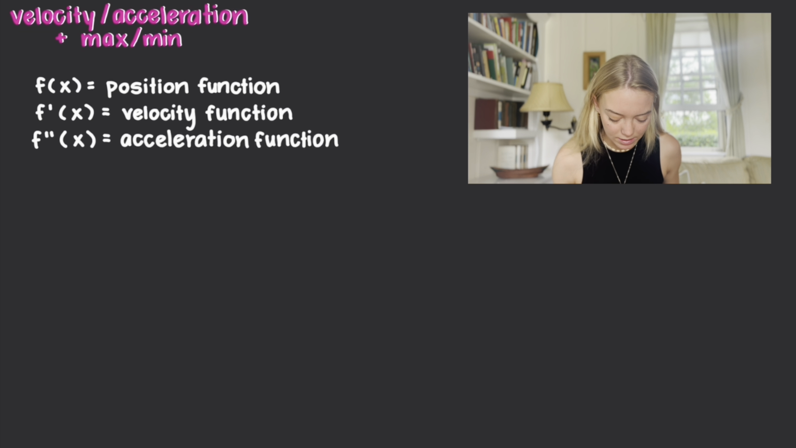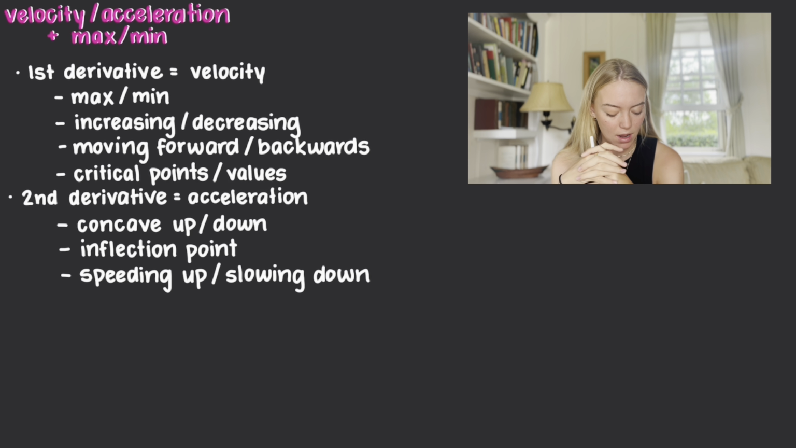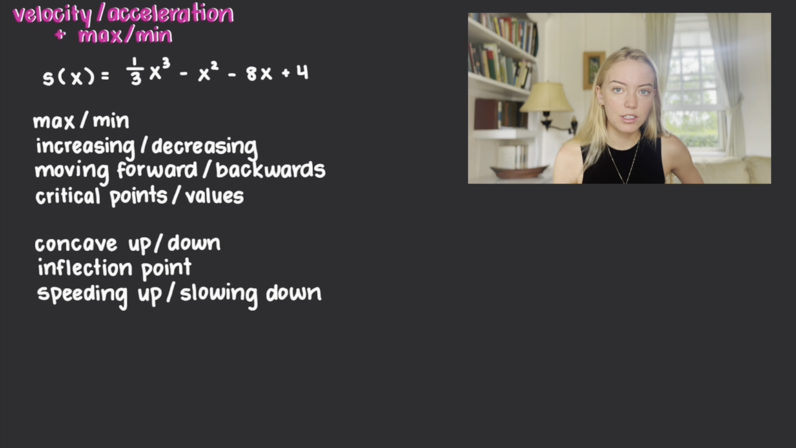These are all the things that your teacher can ask you about a position function. We're going to cover all of these and what they mean. It's probably going to be best if we just do an example and I can keep this up on the side of it. So the first step to find any of these things is you're going to have to take the derivative of this position function to find the velocity function.